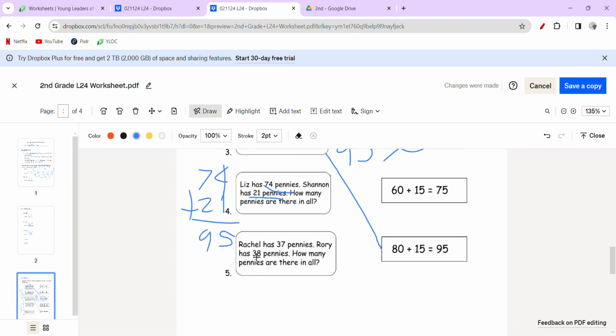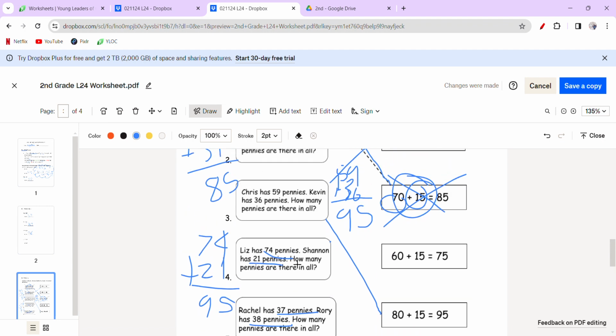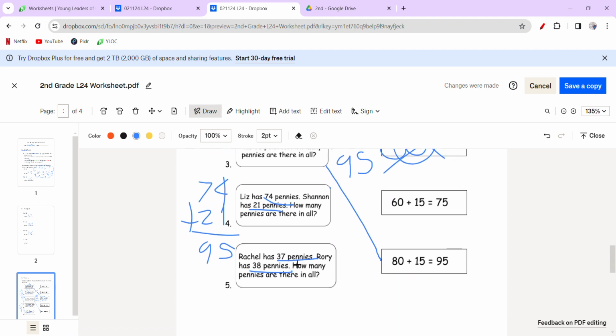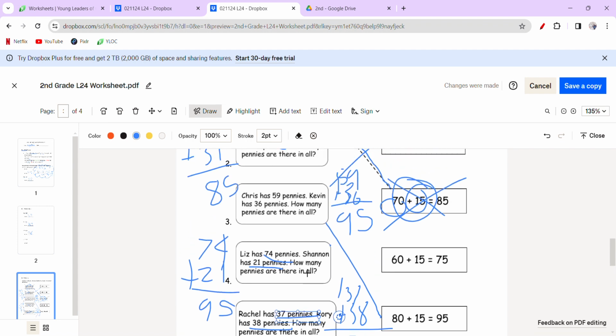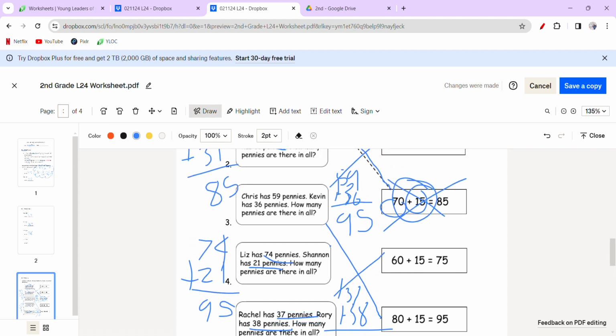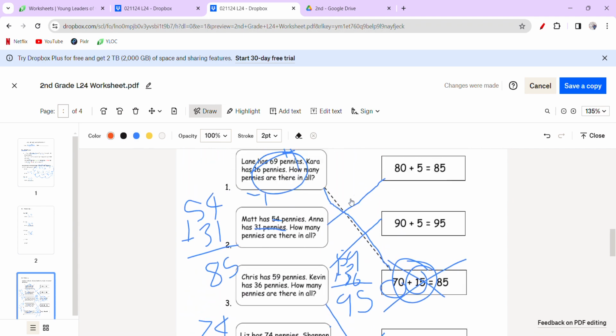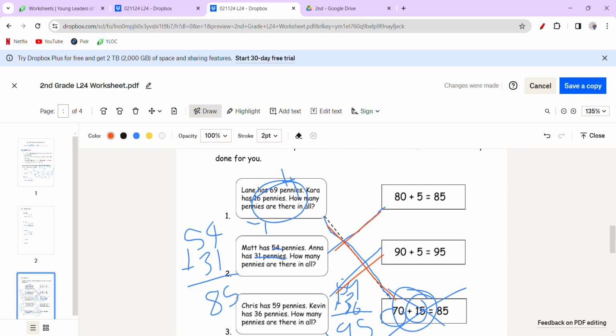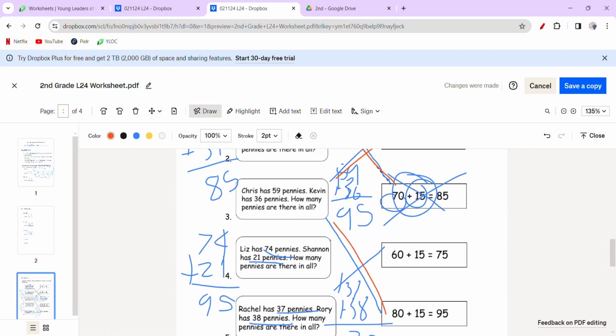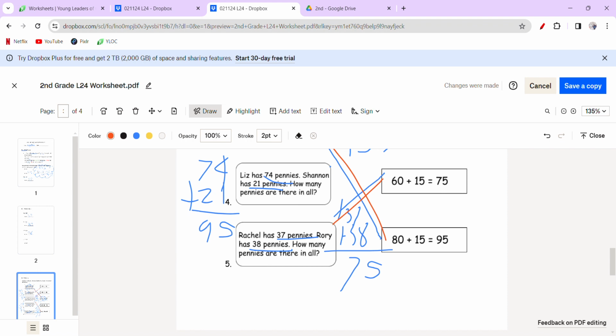And then here, Rachel has 37 pennies, Rory has 38 pennies. How many pennies are there in all? So we would add 37 plus 38, 7 plus 8 would be 15, and 3 plus 3 plus 1 would be 7. And the only remaining answer with 75 would be this one. So to re-highlight, it would be this one to this one, this one to this one, this one to this one, this one, and then this one like that.